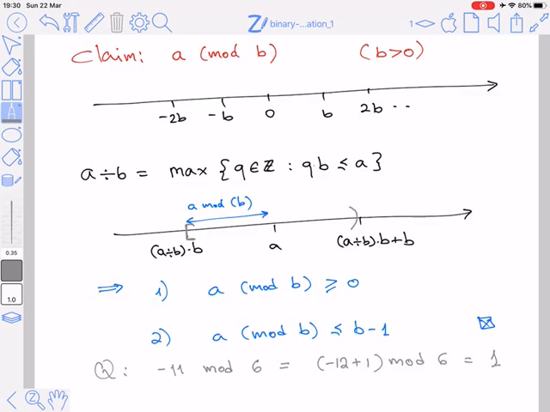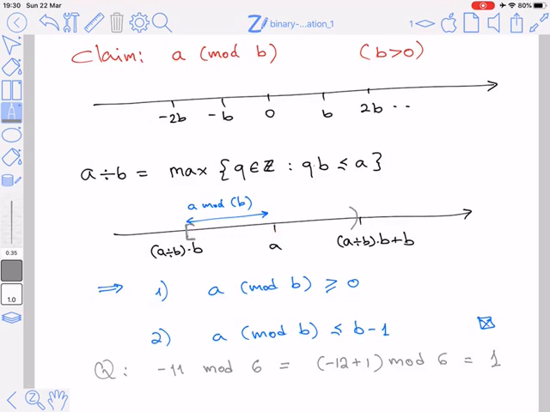The remainder of a divided by b is denoted here in blue. This is the difference between a and a divided by b times b. Now, this difference, since a resides in this interval, and this is the left boundary of the interval, is always non-negative. So the remainder cannot be negative.